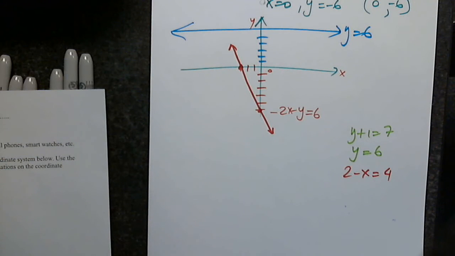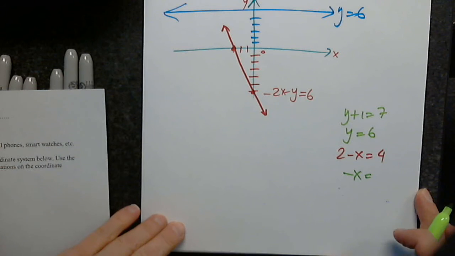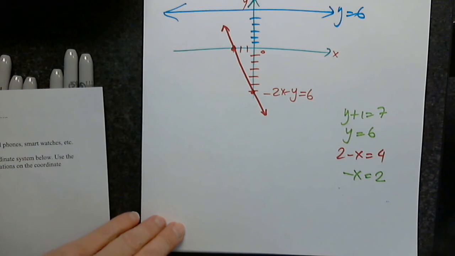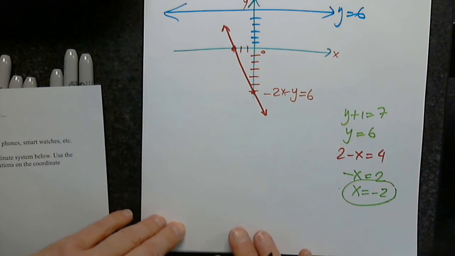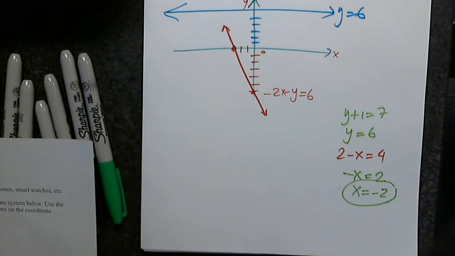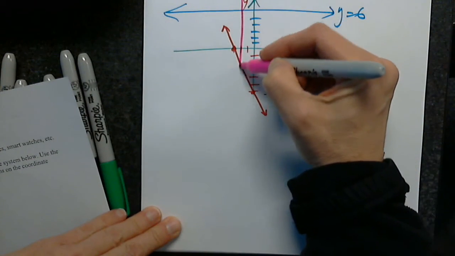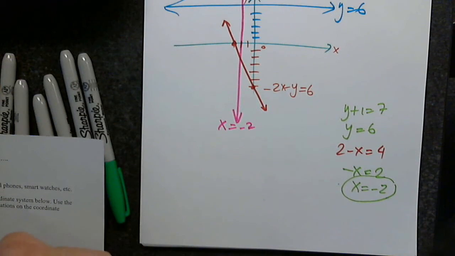Yes? X equals positive... No, x equals 4 plus 2. No. Negative x equals 4 minus 2. Very good. And then? X equals negative 2. Very good. What type of line is this? This is a vertical line indeed at negative 2, right here. This line is x equals negative 2. Very good.